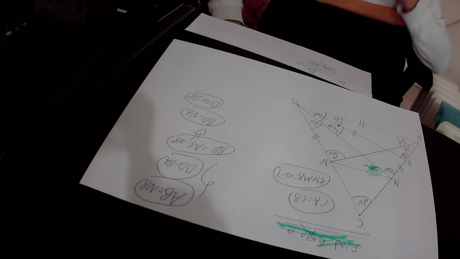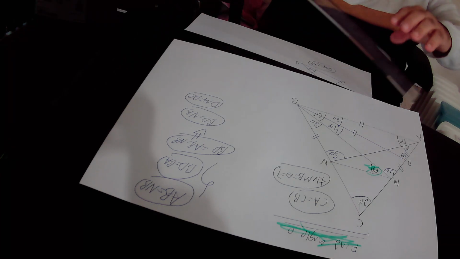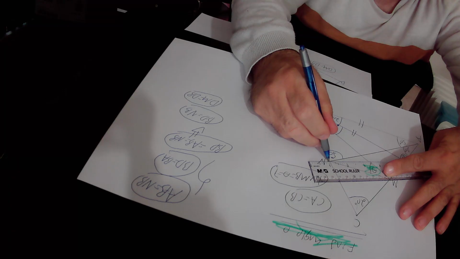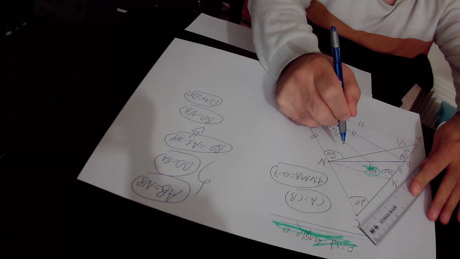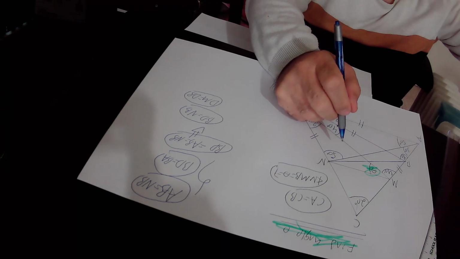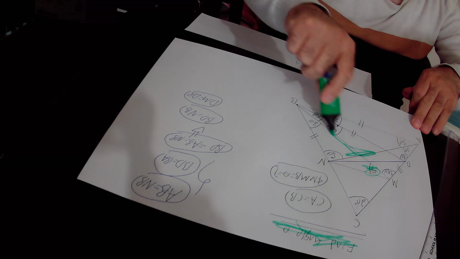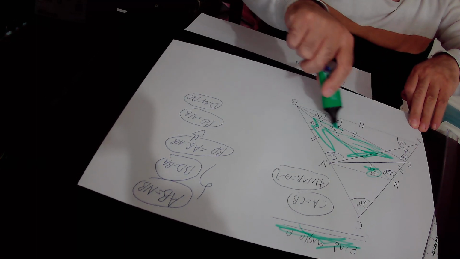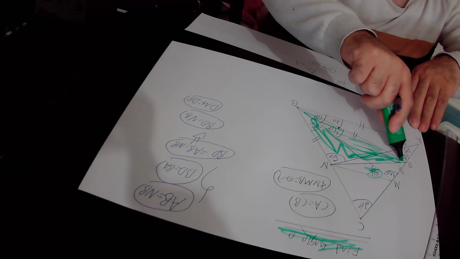In the next step, we will join points D and N together by a straight line. And we will focus on the green triangle, triangle DNB. This is the green triangle, triangle DNB. So I copy the green triangle DNB in a new page and we will analyze it.